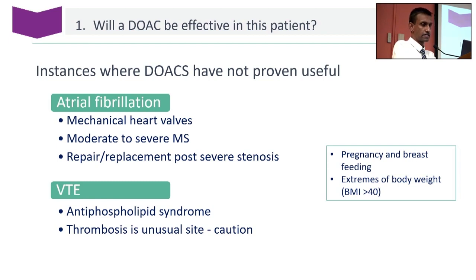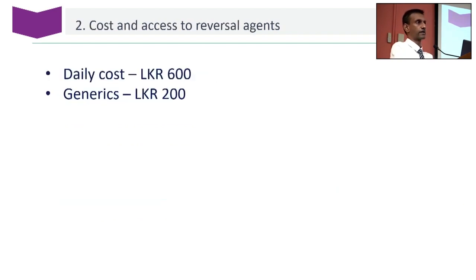Extremes of body weight. Patients who were either more than 120 kilograms or BMI of more than 40, or less than 40 kilograms body weight, were excluded from the trials. And unless you have monitoring of anti-10A levels, it's not a very good idea to use DOACs in this patient group. So the first thing is just to see if any of these are there in the patient that you have been referred to start a DOAC.